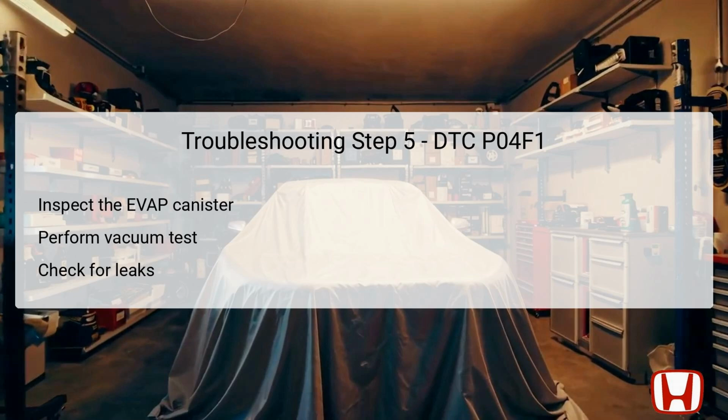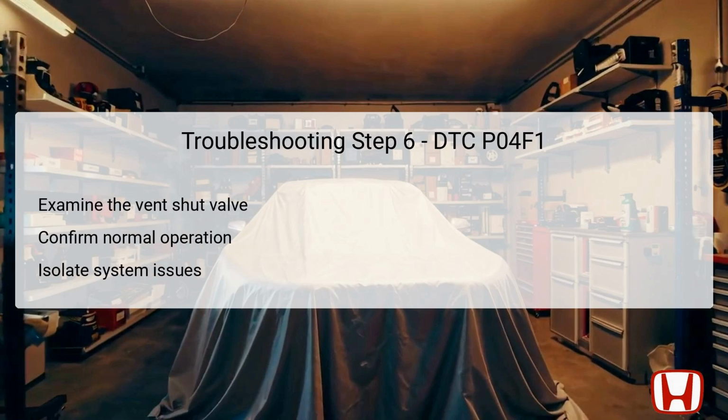Utilize a vacuum testing procedure to check for leaks. Connect a vacuum gauge to the canister and apply a measured vacuum to observe how well the canister retains it. If the vacuum cannot be maintained, this suggests a leak that must be addressed. Identifying problems within the canister at this stage is critical, as failing components here can lead directly to the low purge flow that triggered the P04F1 code.